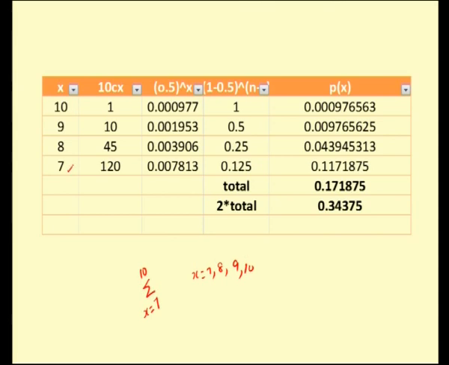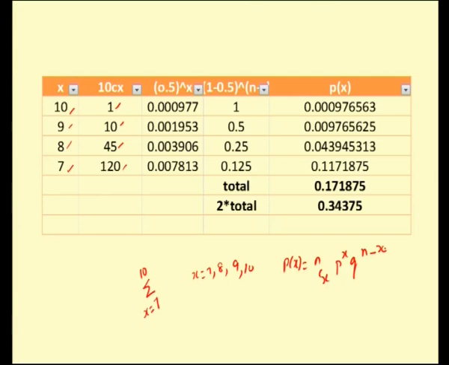So here when x is equal to 7, 8, 9 and 10, what is my probability? That is 10 Cx, I have found out for 7 as 45, 10 and 1. Next column that I have to find out is my p of x, which is nCx p to the power x q to the power of n minus x.